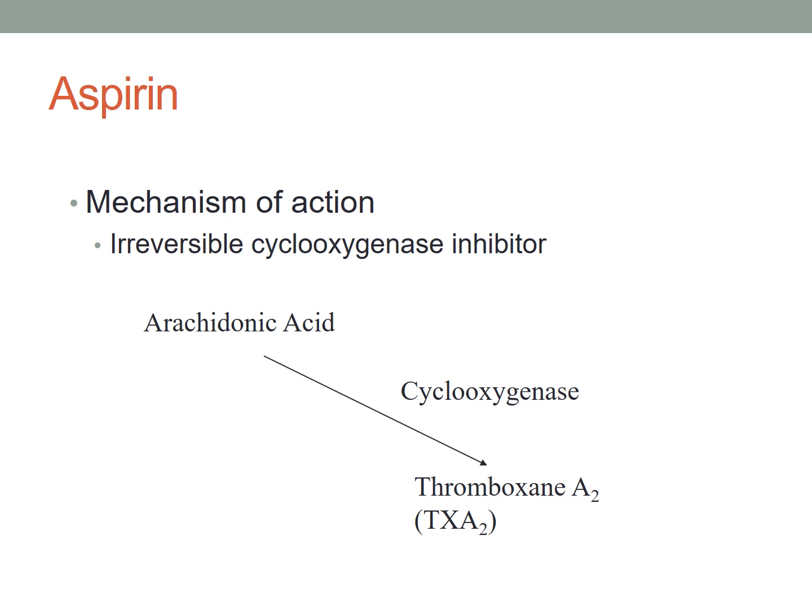Aspirin inhibits platelet aggregation by inhibiting the synthesis of the prostaglandin thromboxane A2, which, as we know from a previous slide, causes platelets to activate and aggregate. Aspirin inhibits the synthesis of thromboxane A2 from arachidonic acid by irreversibly acetylating the enzyme cyclooxygenase.